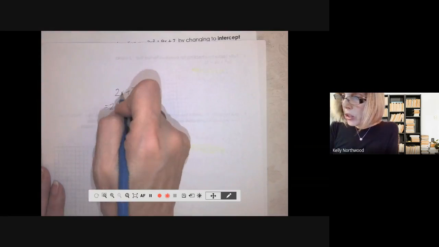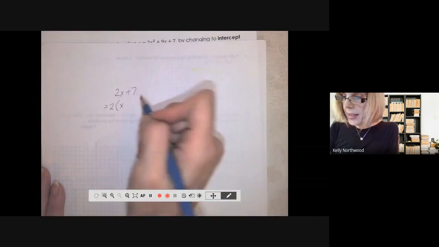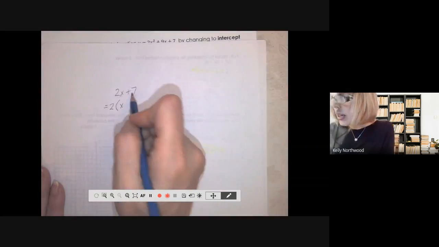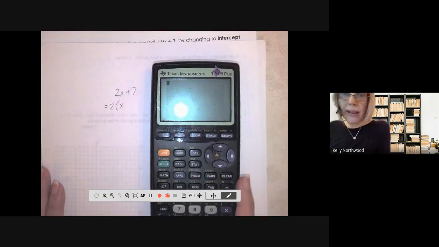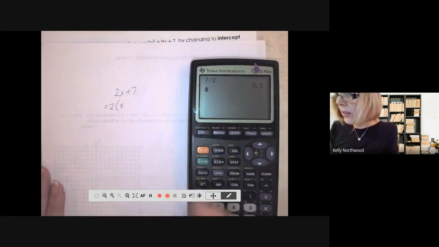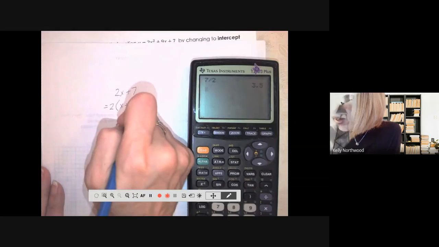So what do I multiply 2 by to get 2x? X. But what do I multiply 2 by to get 7? It's not going to be a nice number, but we have to do it because we have to get that 2 out to be in intercept form. So 7 divided by 2 is 3.5, and usually it'll end up being a 0.5.